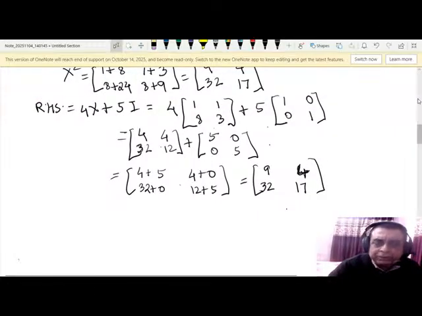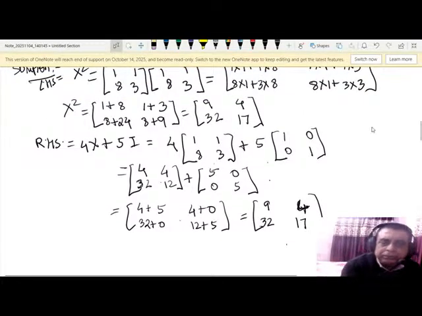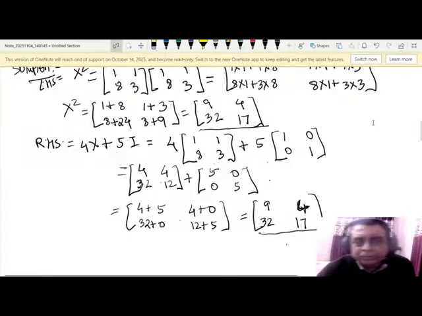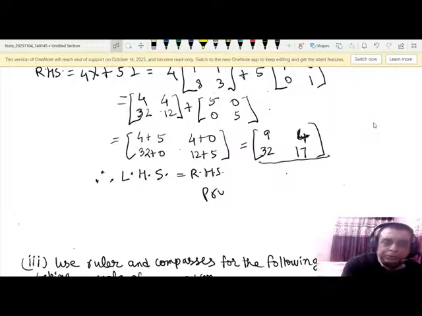So now you check whether left hand side and right hand side are equal or not. The left hand side we get 9 4 32 7, and the right hand side 9 4 32 7. So left hand side is equal to right hand side. So LHS is equal to RHS. That was what we required to prove. So we have proved it.